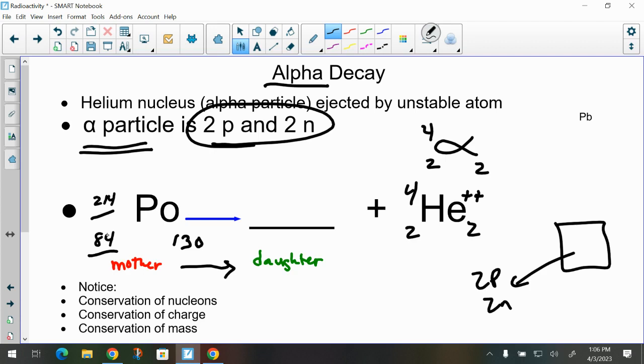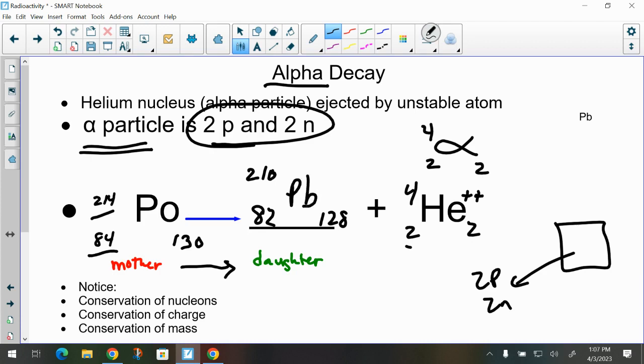Well, it had 84. It gave up 2, so it must have 82 protons left. It had 130 neutrons. It gave up 2 neutrons. It must have 128 neutrons left. And therefore, the atomic weight of this whole thing must be 210. And what is that stuff? Well, I grab a periodic table, I look it up, and it turns out it's lead.